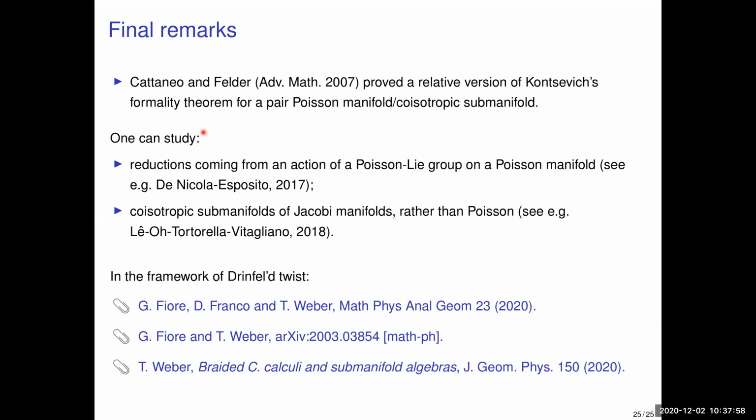I want to mention also some interesting papers. There is one by Cattaneo and Felder where they give a relative version of Kontsevich formality theorem, where they deform exactly, I mean, it is more general, but this construction in particular works for deformations of pairs of Poisson manifolds and coisotropic submanifolds. So this could be a framework where one can study this property of lifting derivations. And there are more geometric examples that one could study. So for example, instead of coisotropic reductions in the algebraic sense that was in the slide that I skipped, you can study a more geometric version of the reduction coming from an action of a Poisson-Lie group on a Poisson manifold. Or if you want, you could replace Poisson manifolds with Jacobi manifolds. And this is another framework where one can perform this kind of study.